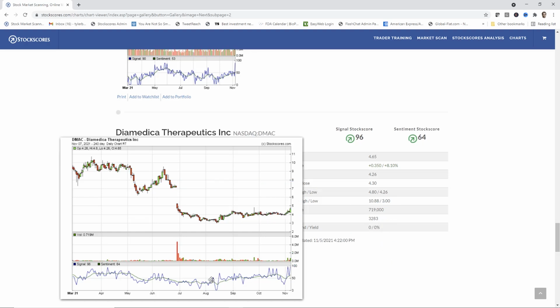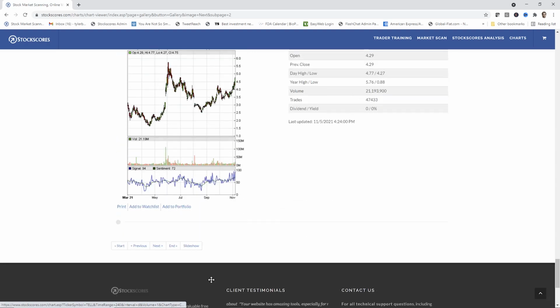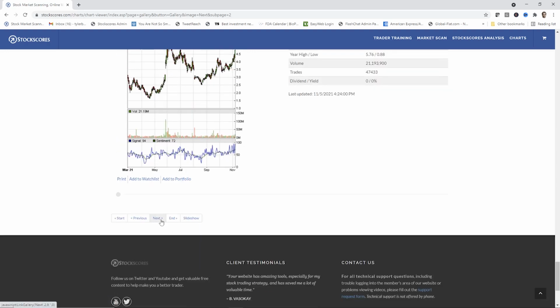So we'll go through a couple more charts, see if there's anything else to mention here. I won't go through all 89 of them because that takes a little bit too long.